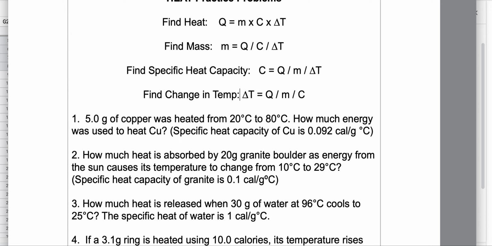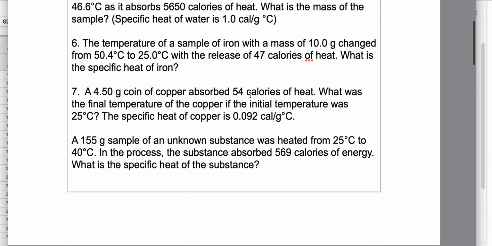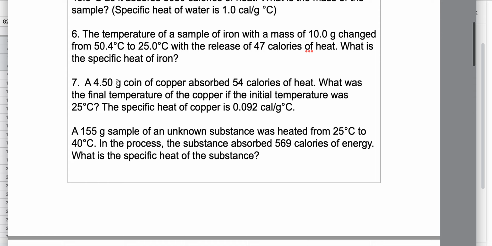That's how we're going to do that. And then once we know the change, if we know the initial or the final, we can find the other one. So this is the one we're going to do here. In number 7, we want to find the temperature. It says find the final temperature.